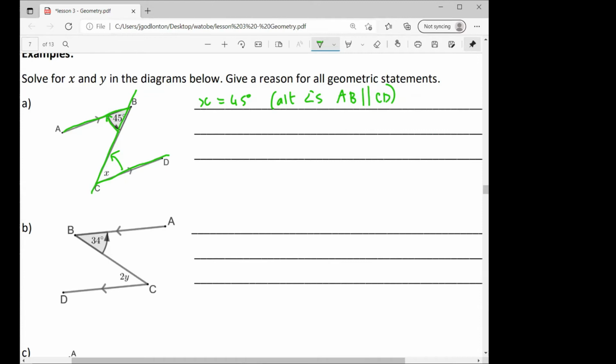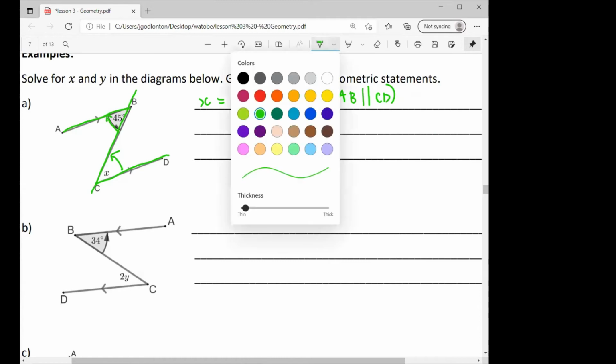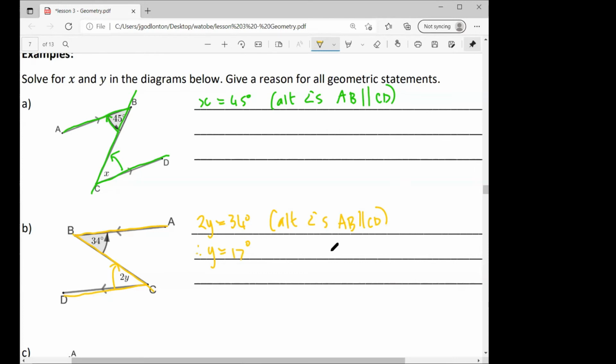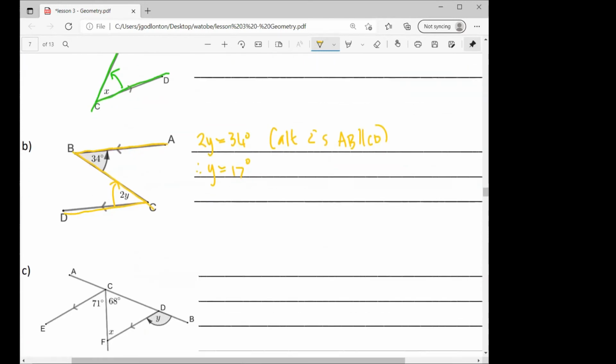Well done, Alwazi. So if we're having a look at this, we can see that there's our parallel line and there's our parallel line. And so those two are going to connect each other. So I can say, well, 2y is equal to 34 degrees because of alternate angles when AB is parallel to CD. And I'm going to divide both sides by 2. So therefore, y is equal to 17 degrees. Great. Good. Okay.